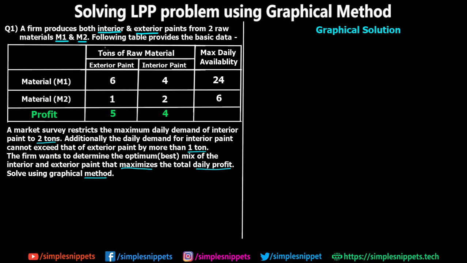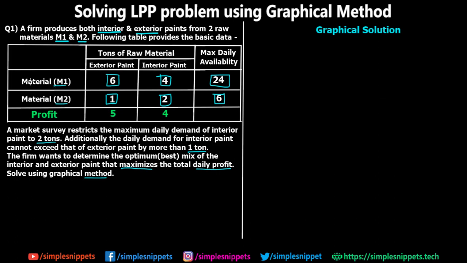Okay, coming to the table, let me just tell you what exactly we have in the table. In the center column, we have the products that are manufactured by the company. We have two products, exterior paint and interior paint. The max daily availability is also given over here. In one single day, 24 tons of M1 can be used and 6 tons of M2 can be used. For making 1 ton of exterior paint, we require 6 units of M1 and 1 unit of M2. Again, this is in tons. Similarly, to make 1 ton of interior paint, we require 4 tons of raw material M1 and 2 tons of raw material M2.